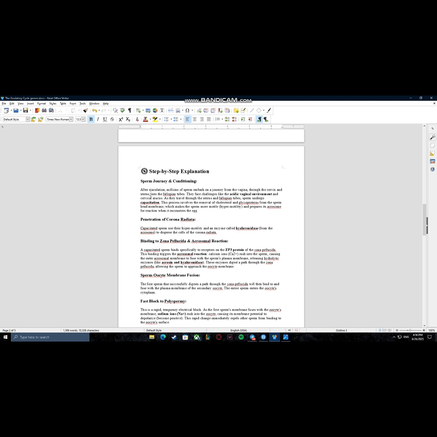Step-by-step explanation: the sperm's journey and conditioning. After ejaculation, millions of sperm embark on a journey from the vagina through the cervix and uterus into the fallopian tubes.